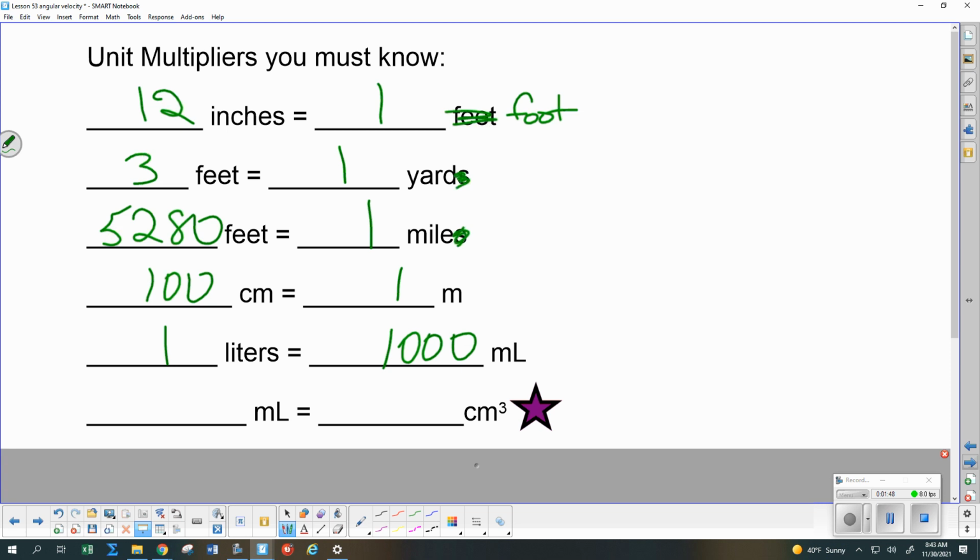And here's the one that may be new to some of you. That's why it's got a star, to make sure you know this. So milliliters and cubic centimeters. One of those is cubic units, and the other one isn't. How are those related, Luke? So 1 milliliter is 1 cubic centimeter. So if you imagine something that's 1 by 1 by 1, that's 1 milliliter. So many of you know this from science. If not, this is one you do need to memorize.